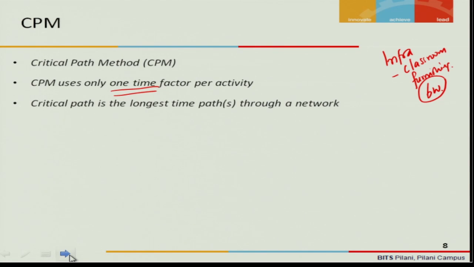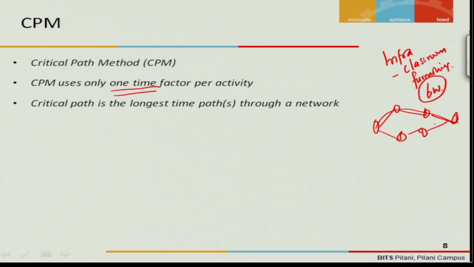The critical path is the longest time path through a network. When we actually develop a network, you will understand this. But critical path is a sequence of activities which are connected with each other, and that takes the longest time. If you start with one activity and then proceed with several activities, and then you will have multiple activities as well, and the one which takes the maximum time is the one that we call as the critical path. When we do an illustration, you will understand this.